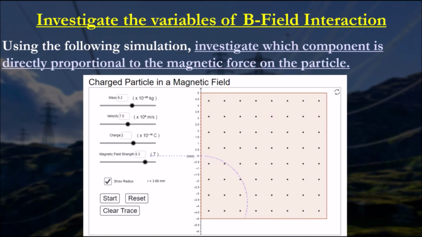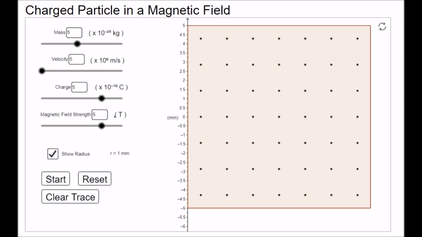All right, so the next thing we want to look at is using this simulator that we have here, links below. What factors will influence the magnitude of the magnetic force on a charged particle going through a magnetic field? Okay, so the next thing we want to show is how does the charge of the particle, the magnetic field strength, how does changing that change our force acting on our object?